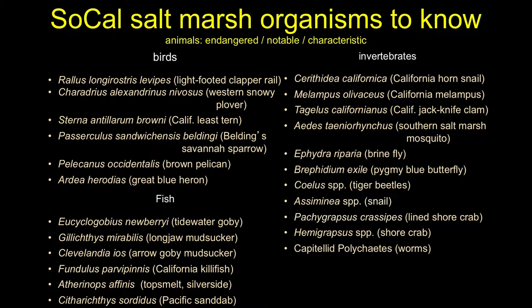So Belding savanna sparrow. And then, of course, we have things like, you can talk about a heron, like a great blue heron, classic wetland bird. In terms of the fish, I'd say the most important one you should star would be tidewater goby, another endangered species. Pretty much only lives here in our part of the world.